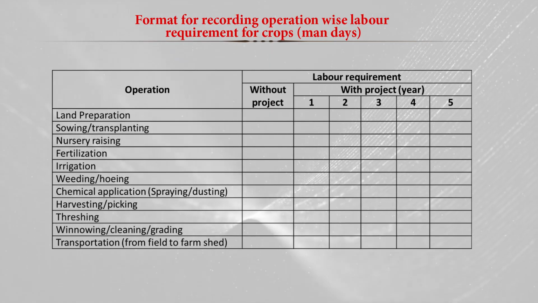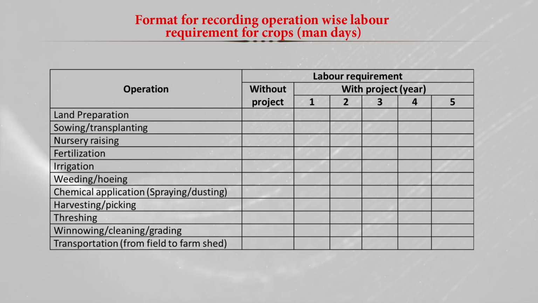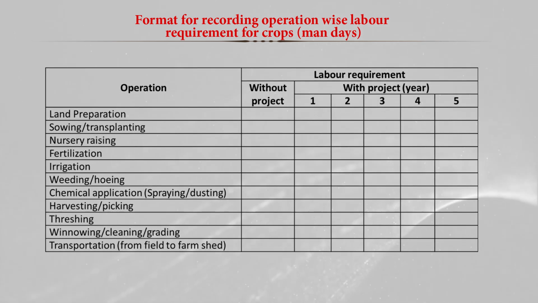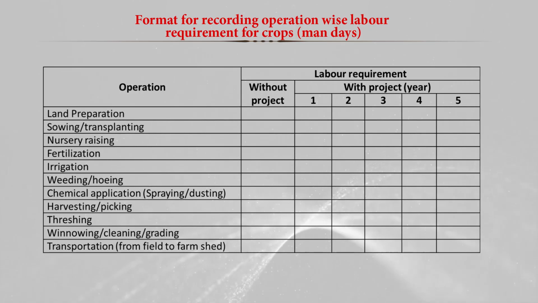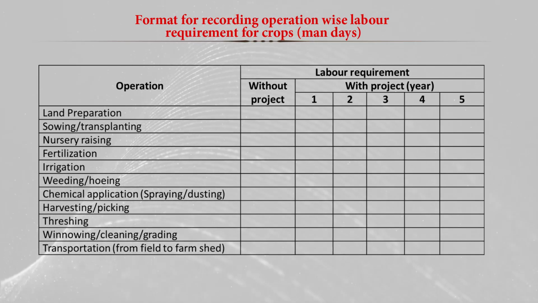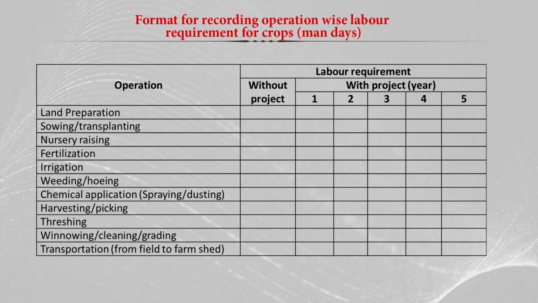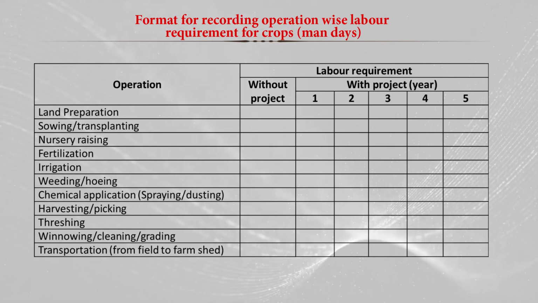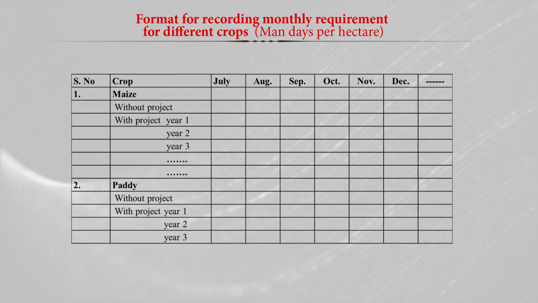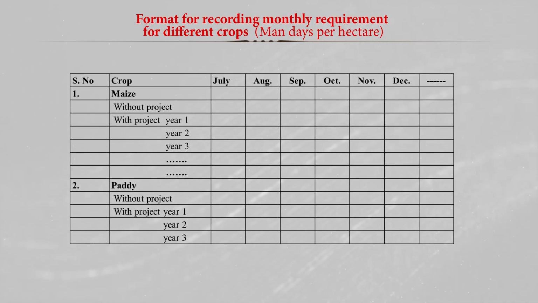So here is the format for recording the operation wise labor requirement for crops. This is the format we can use: for land preparation, how much labor is required, then sowing and transplanting, nursery raising, fertilization, irrigation, weeding, hoeing. These are the different operations for the crop, and here we can allocate the requirement without the project, and with the project we can identify the labor requirement year wise.